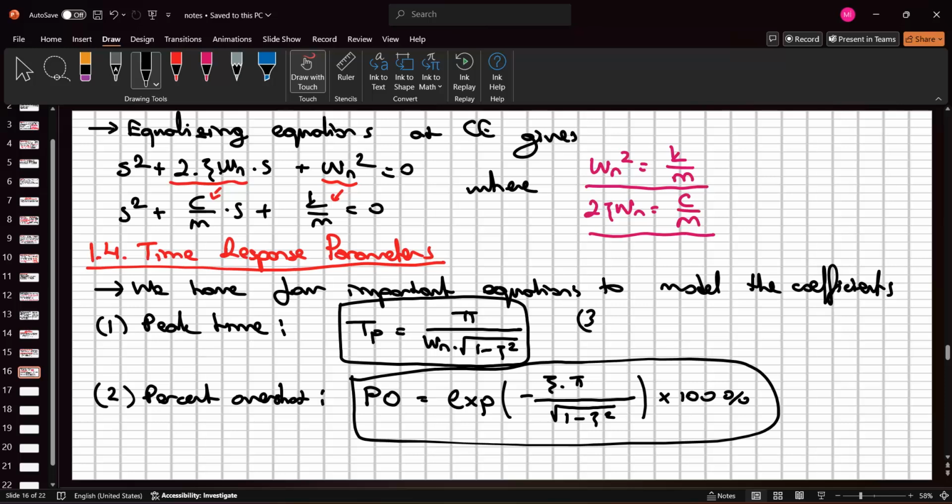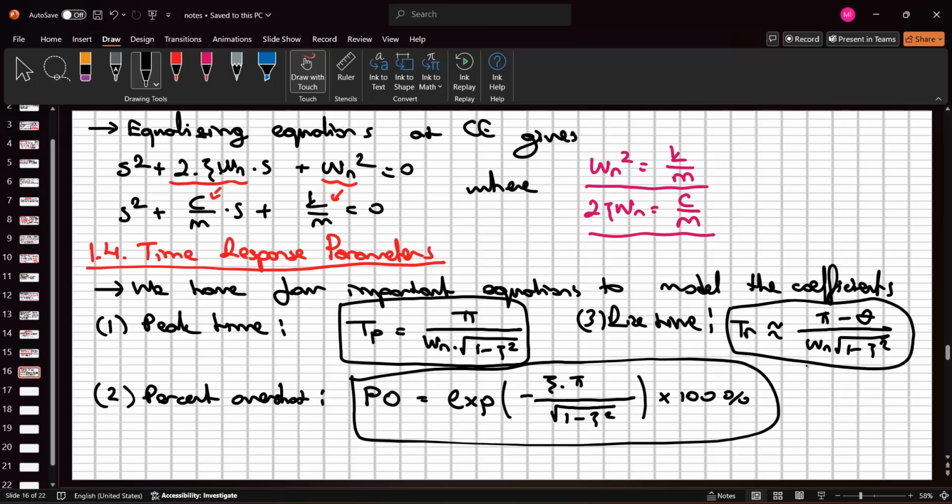And also we have the rise time. This is another important parameter. TR can be approximated with the values of pi minus theta, divided by Wn times the square root of 1 minus zeta square. Okay? The TR is given in this form. And so theta is equal to the arc cos of the zeta value. Just remember that.